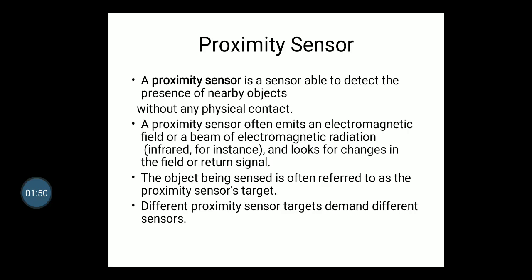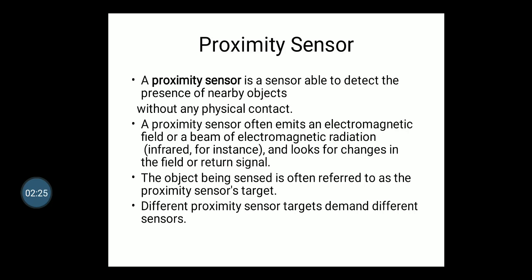So let's start with the new topic, that is the proximity sensor. Let's see what we mean by a proximity sensor. A proximity sensor is a sensor able to detect the presence of a nearby object, right? So basically this sensor is used to detect objects which are placed in a particular area without any physical contact. This is the beauty of this sensor. It will not touch the object, but it will detect whether that object is present or not in that particular area.